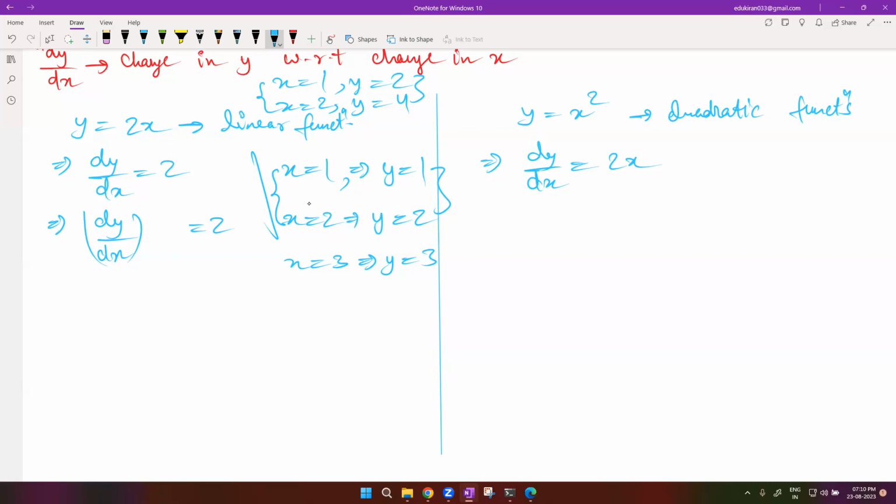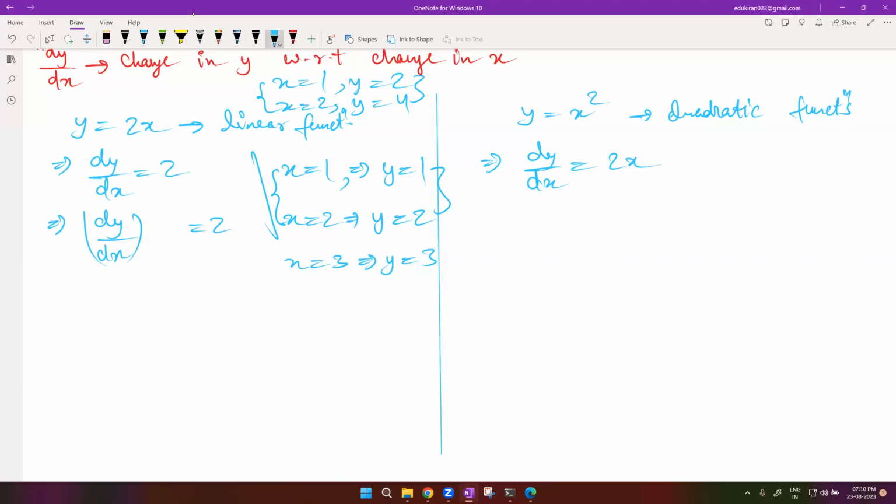Now let's also observe y equals x square. This is a fun exercise only. This is not related to how we will solve the questions, but this will give you an understanding about how things are working. So dy by dx in this case is 2x. Now let's put some different values of x in this function.